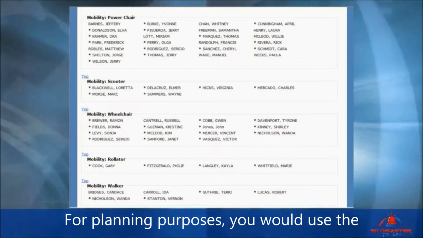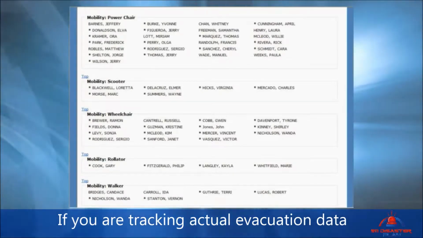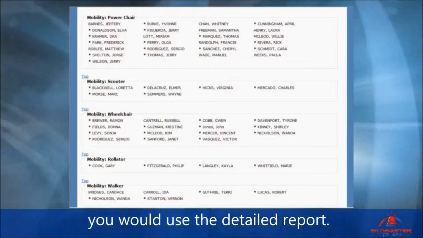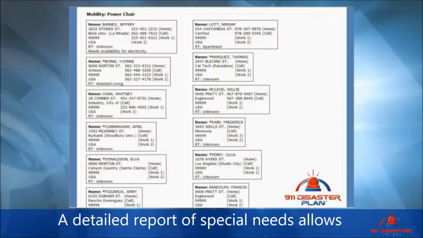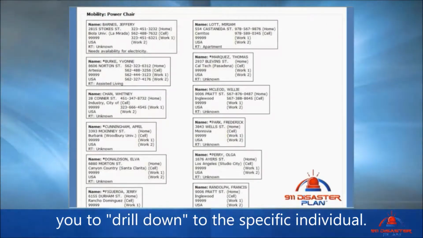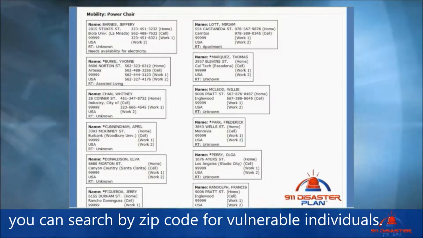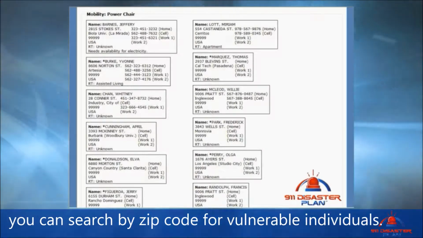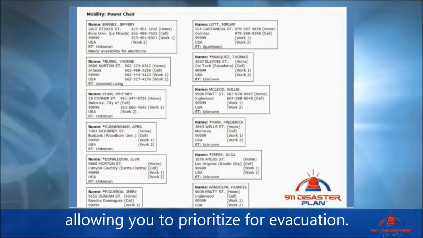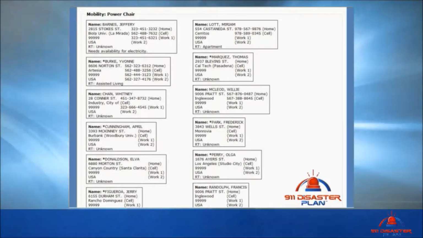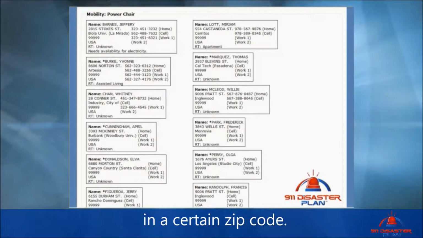For planning purposes, you would use the summary report. If you were tracking actual evacuation data, you would use the detailed report. A detailed report of special needs allows you to drill down to the specific individual. When the disaster occurs, you can search by zip code for vulnerable individuals. You can also filter for the type of special needs, allowing you to prioritize for evacuation. For example, you can filter for all bedridden individuals in a certain zip code.